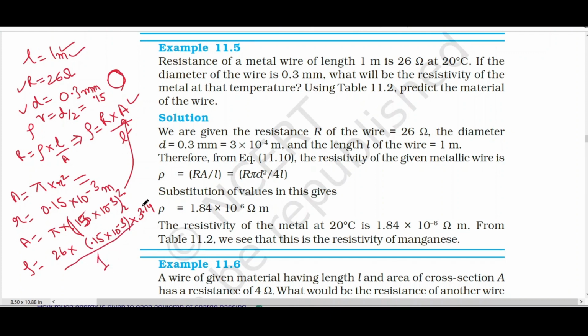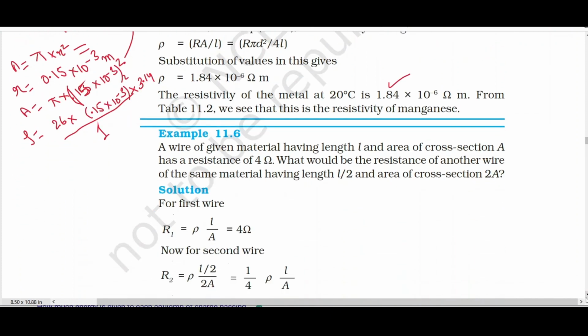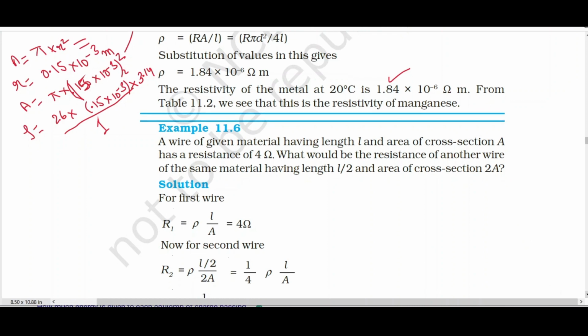And when you calculate this, आपका कितना आंसर आएगा? 1.84 into 10 to the power of minus 6 ohm meters. Okay, do not forget the units. I'm telling you repeatedly. And if you solve through the mathematical equation, you will get the answer as 1.84 into 10 to the power of minus 6 ohm meter.